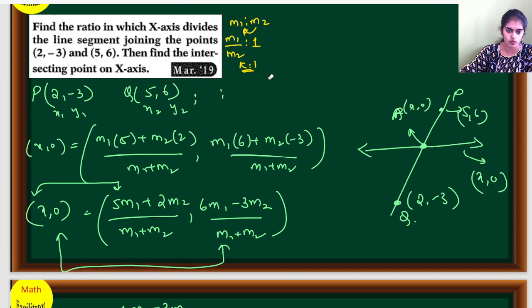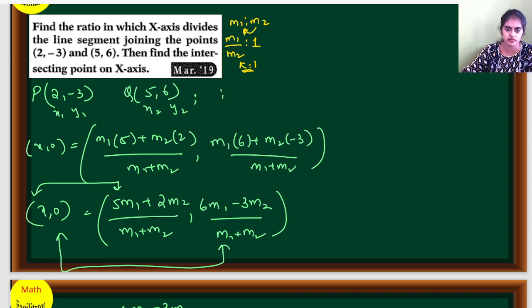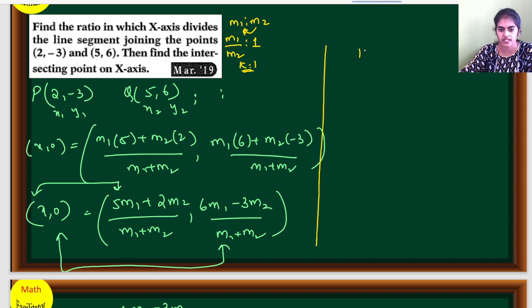Is there any place for us here? Shall I erase this figure? I'll just erase this figure and do it here with a different color. You'll have two methods here. So look, whatever ratio we take, we took k is to 1.